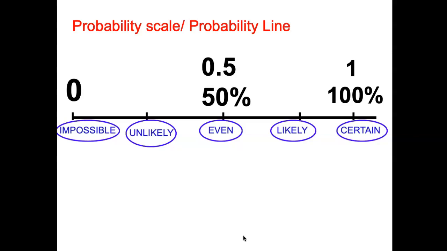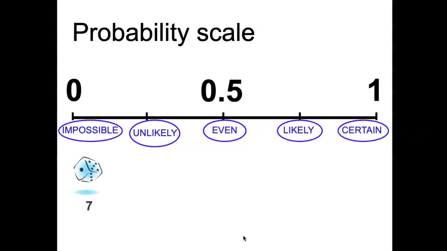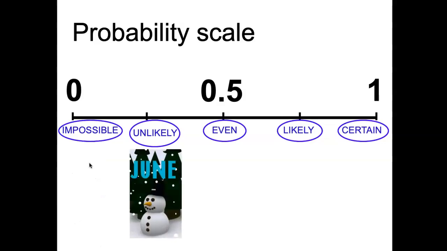Okay, so one of the examples is that it is impossible to get a 7 when you roll a die, because 7 is not going to come out. There's no 7 on any of the faces of a die. Now, unlikely. It is unlikely to snow in June, but depending on where you are, in some countries it is possible, but it's very, very unlikely. Okay.